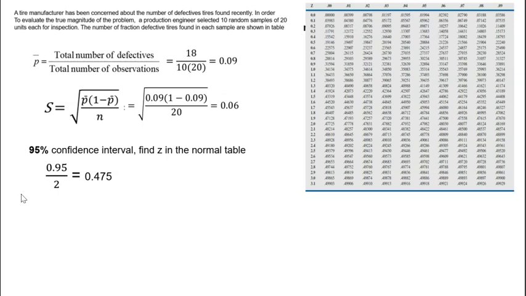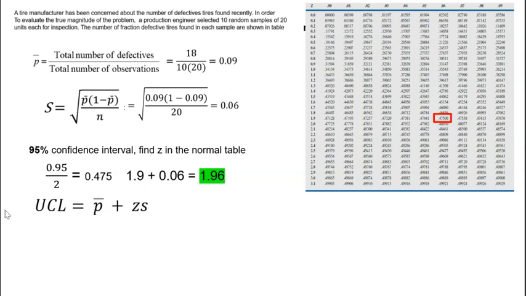Remember in chapter 5, we did this. So 0.95 divided by 2, so find 0.475 in this normal table. So here. What is the Z value? We read horizontally 1.9 plus the vertical 0.06. So we get the Z value.